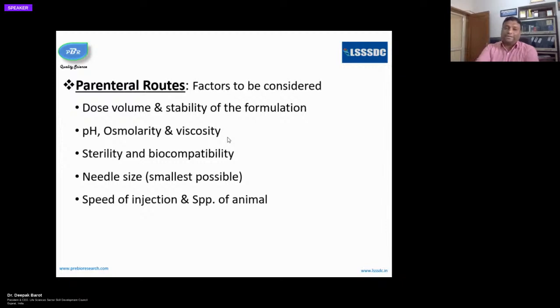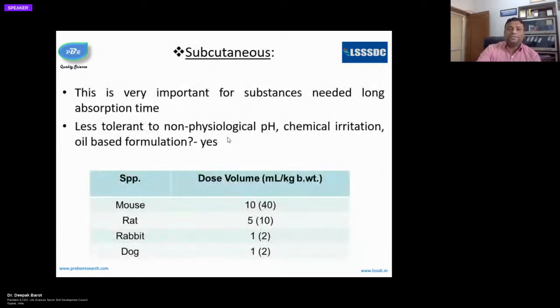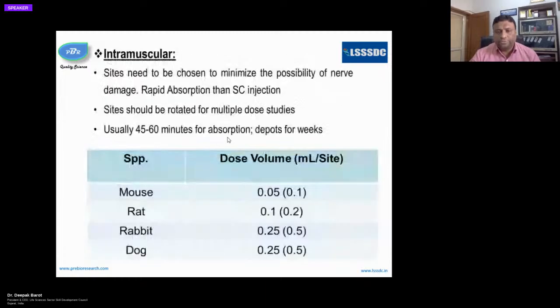They are the important factors to be considered while deciding the parenteral routes. So for subcutaneous, if you want to give for prolonged absorption, subcut injection is the best. For mouse, rat, rabbit, these are the dose volumes. Higher the species, lesser is the dose volume you can give. Intramuscular is better than subcutaneous, but not as good as intravenous.